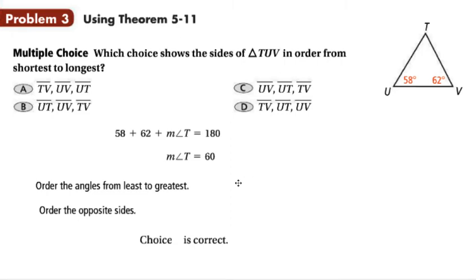Now we can put the angles in order from smallest to largest. Angle U is the smallest, angle T is second, and angle V is the third, the biggest one. So now we just need to order the opposite sides. Angle U right here is opposite side TV. Angle T up here is opposite UV. And angle V, the 62-degree angle, is opposite TU. So we just need to substitute the opposite sides. Therefore, we can see that choice A is the correct answer.